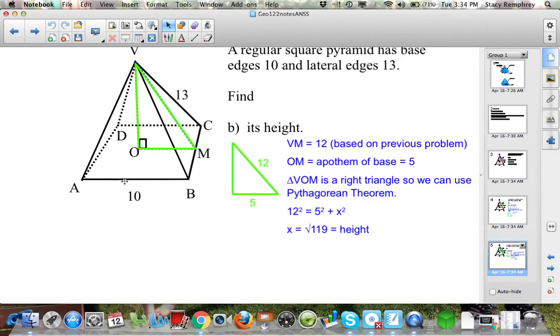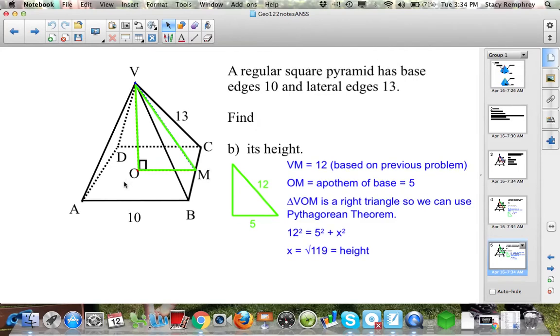And if you don't remember what apothem is, go back to chapter 11 and look at that a little bit. So again, I'm using this. I know 12 because we did that on the previous problem. OM is the apothem. That's 5. Triangle VOM is a right triangle, so use Pythagorean theorem, and you will find the height of the prism is square root of 119.